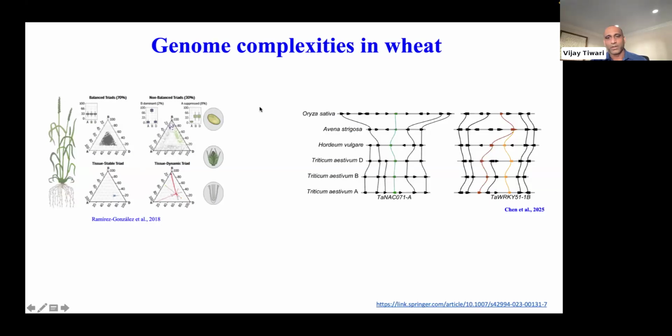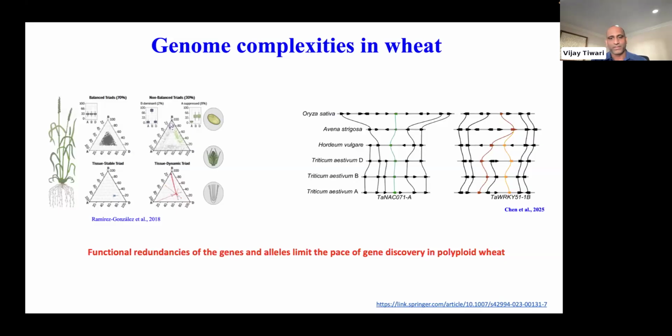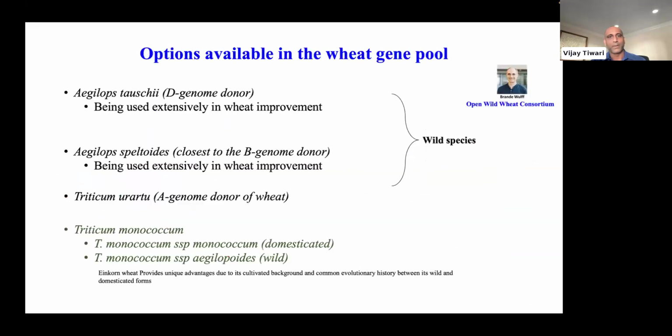And again, there's a very similar thing. You can see that the A, B, and D genomes have their homologs and they're very similar. So that creates a problem when you want to discover the gene or when you want to fast track the gene discovery process in wheat, polyploid wheat.